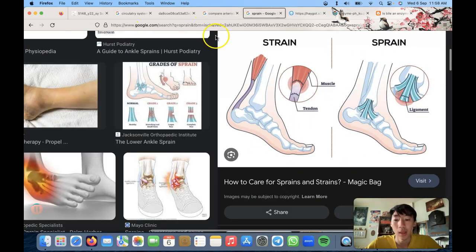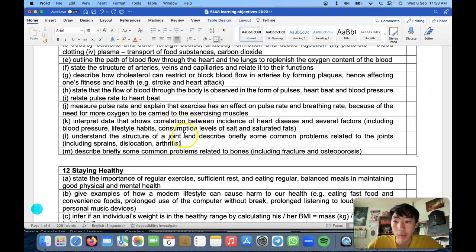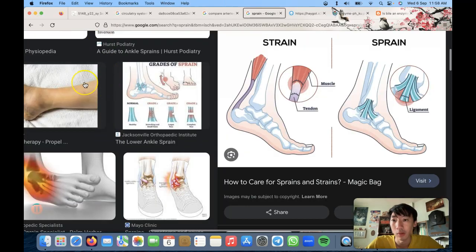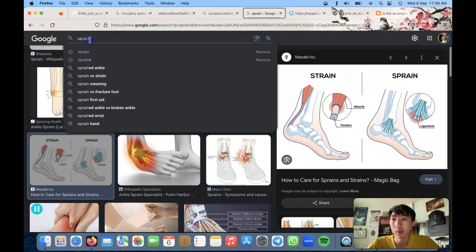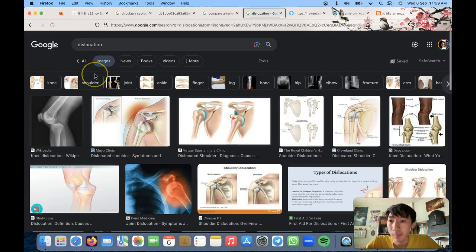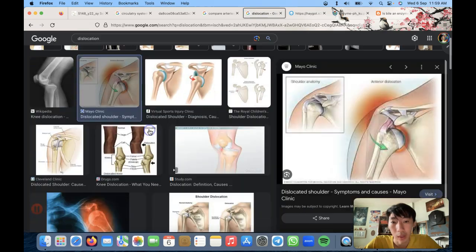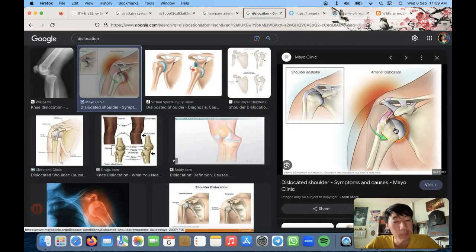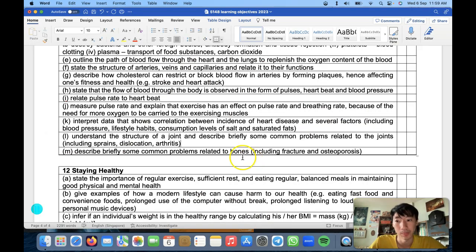Okay, then what is a dislocation? Dislocation is also quite simple. Dislocation is simply when some of your bones, like your shoulder bone, which looks like a ball, pop out of the socket, and then you get dislocation.